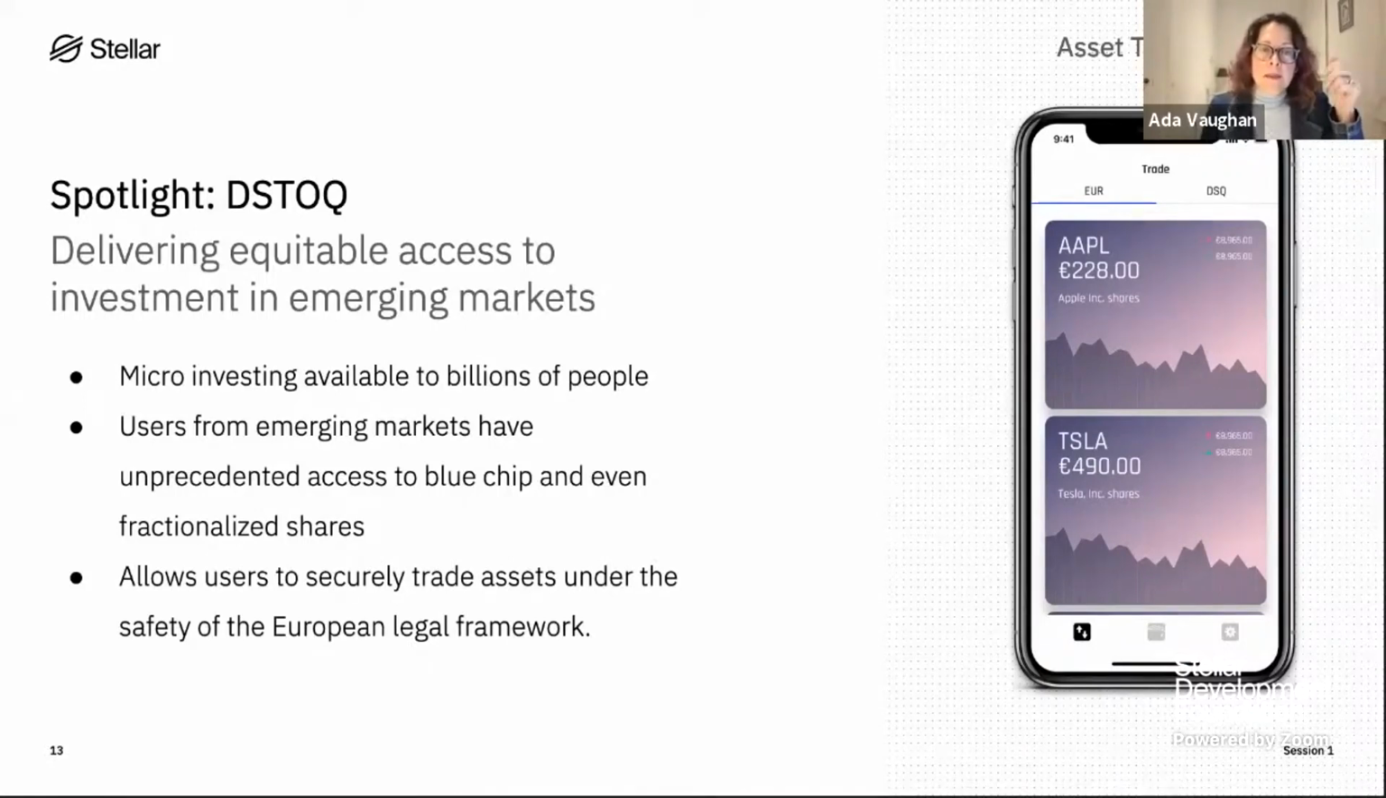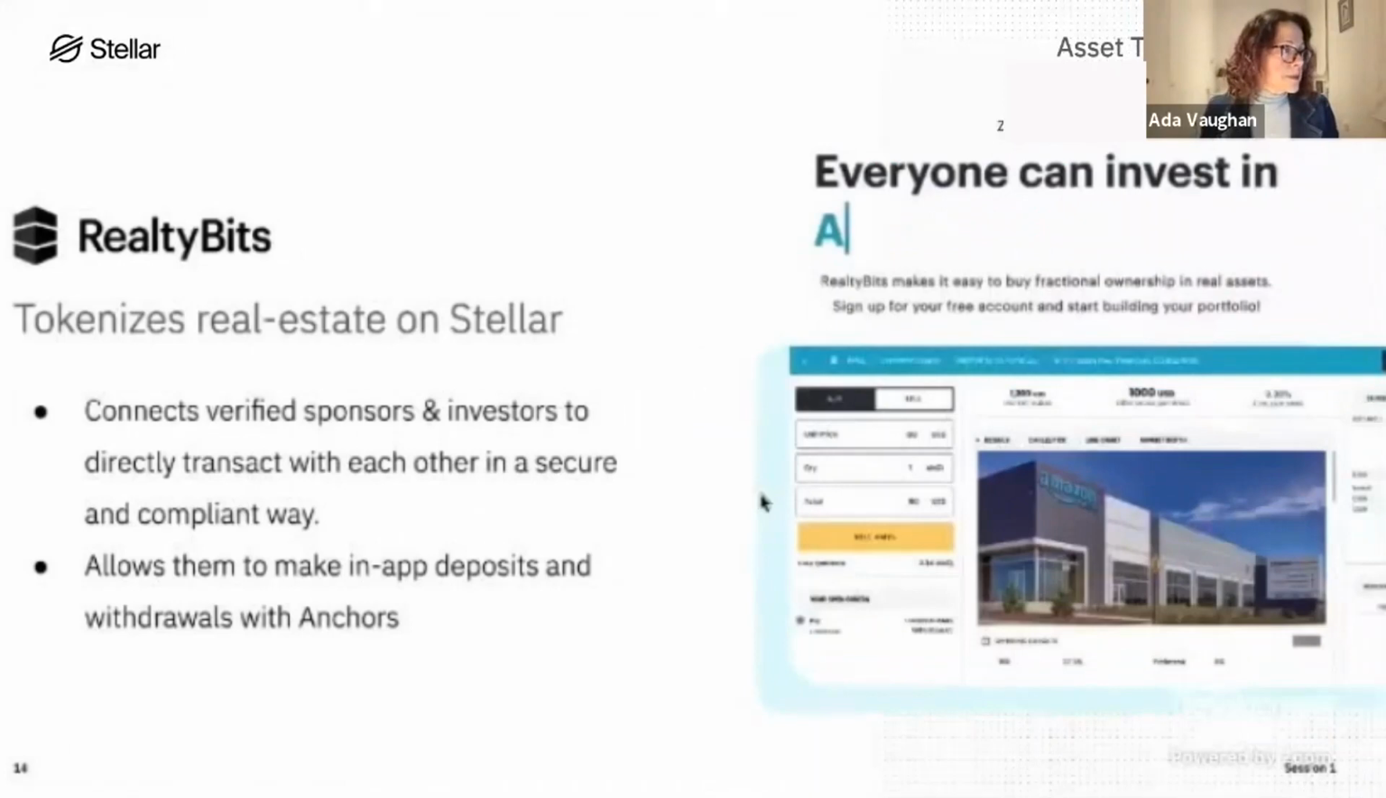So this app is available in Europe, Vietnam, South Africa. There are a number of markets where people can then trade these fractional shares, and so it's kind of a marketplace in and of itself. It's a pretty interesting use case for financial inclusion.